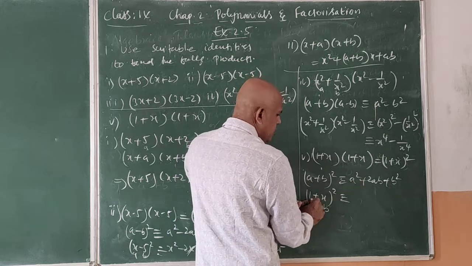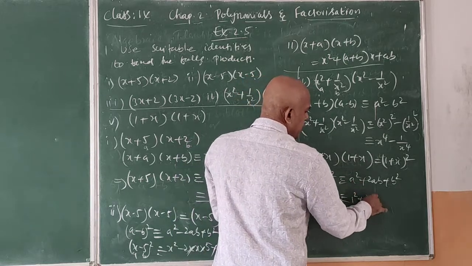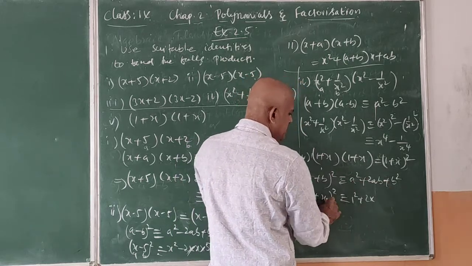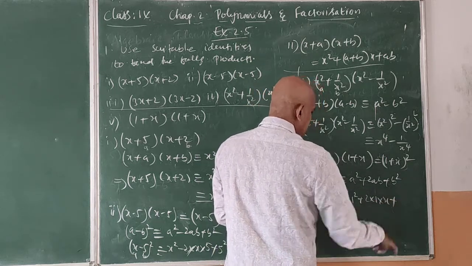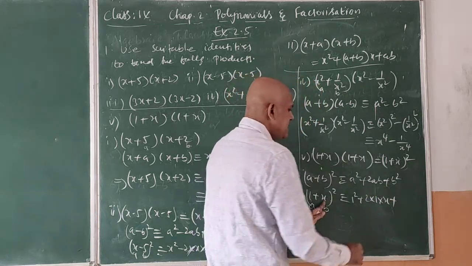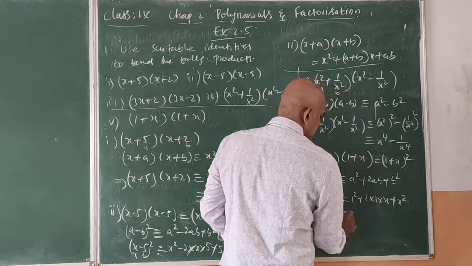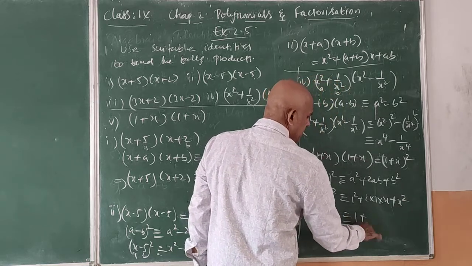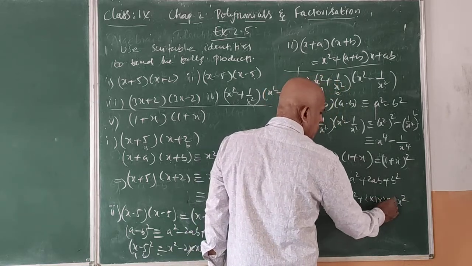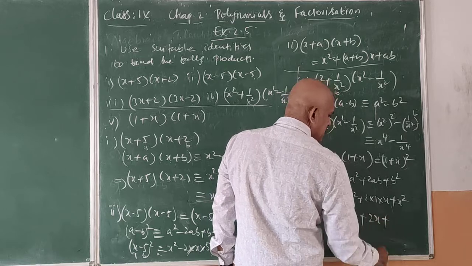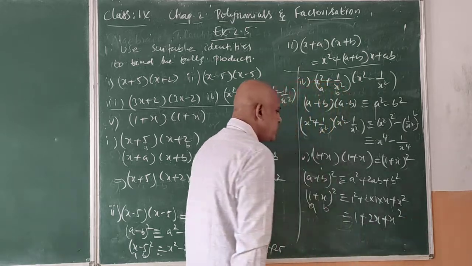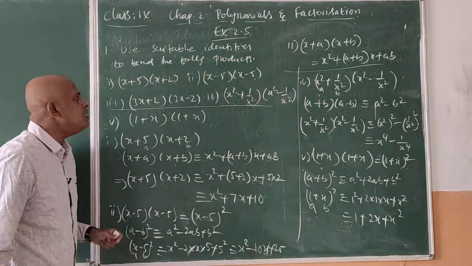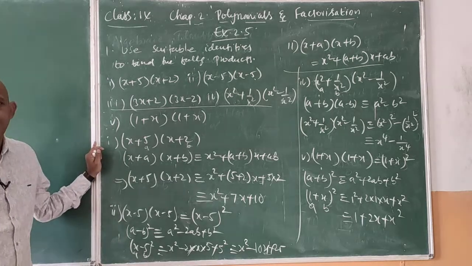So a square means 1 square, plus 2 into a into b. a into b means 1 into x, plus b square. b square means second term square, that is x square. That is equivalent to 1 square, which is 1, plus 2 into 1 into x, 2x, plus x square. 1 plus 2x plus x square. This is the first bit, the 5 problems.